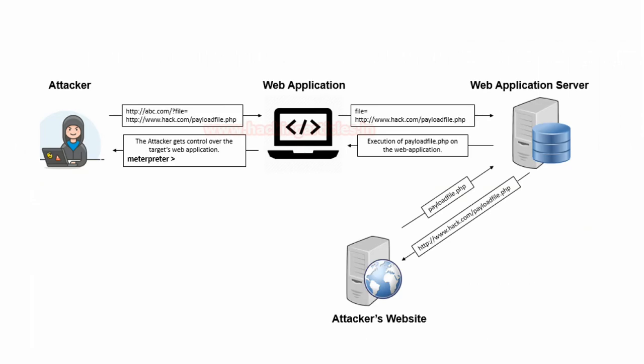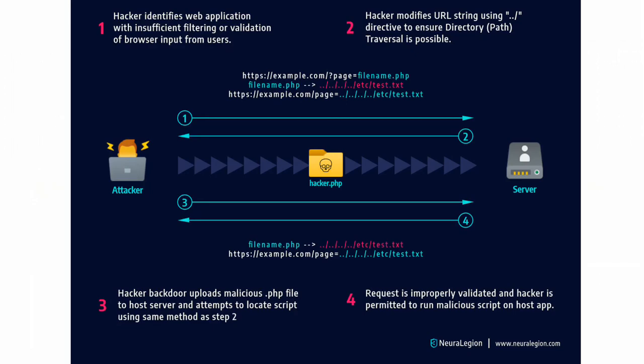The impact of a local file inclusion attack can vary depending on the exploitation and read permission of the web server user. Based on this factor, an attacker can gather usernames via the etc password file, harvest useful information from log files, or combine this vulnerability with other attack vectors such as file upload vulnerability to execute commands remotely.